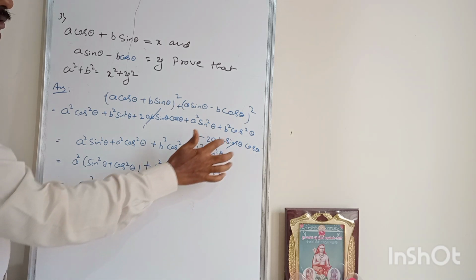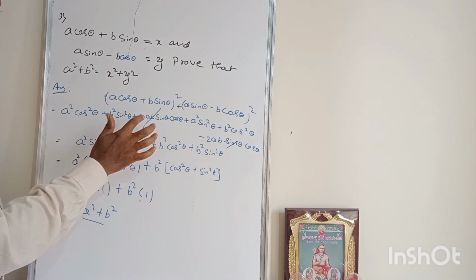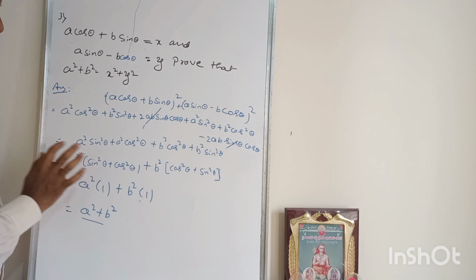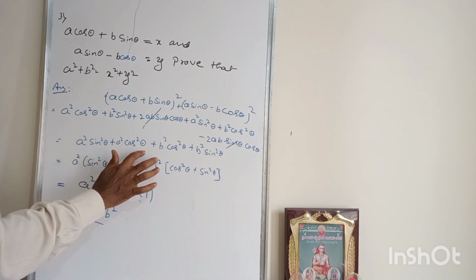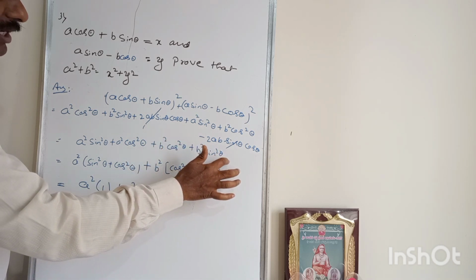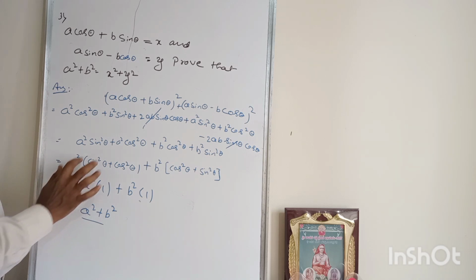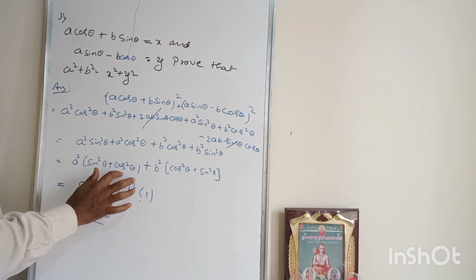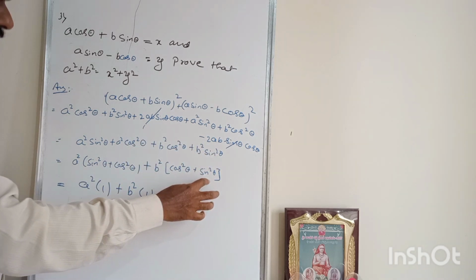Plus 2AB sin theta cos theta and minus 2AB sin theta cos theta get cancelled. Here you are left with A square sin square theta plus A square cos square theta plus B square cos square theta plus B square sin square theta. Then taking on one side, if you take A square common, sin square theta plus cos square theta. If you take B square common, cos square theta plus sin square theta.